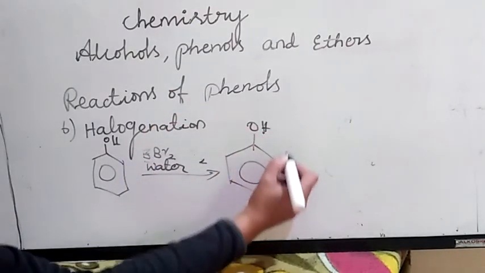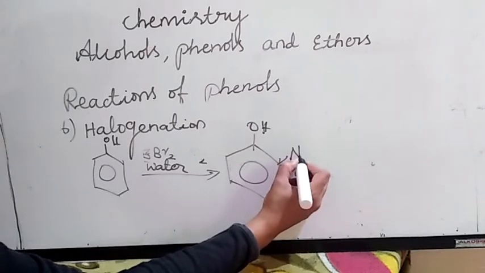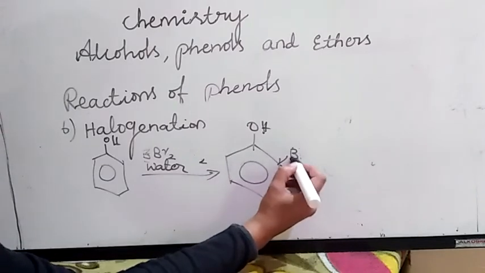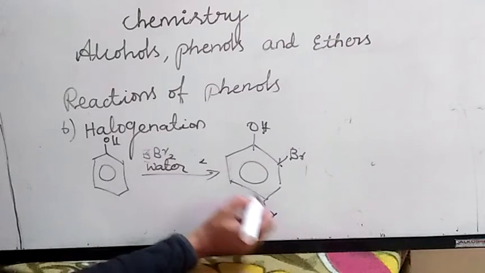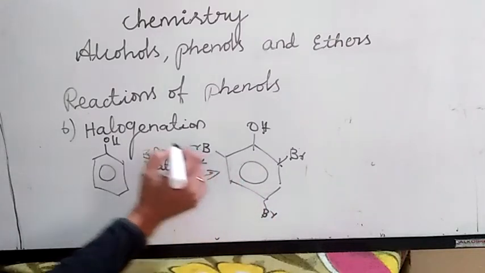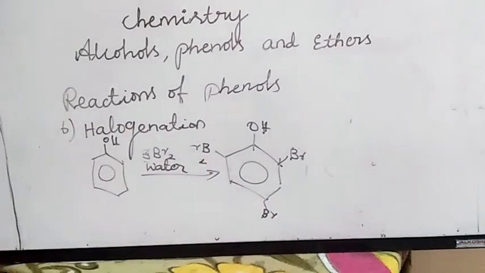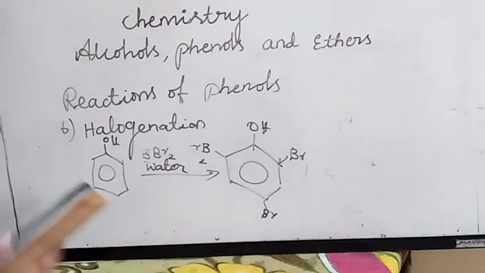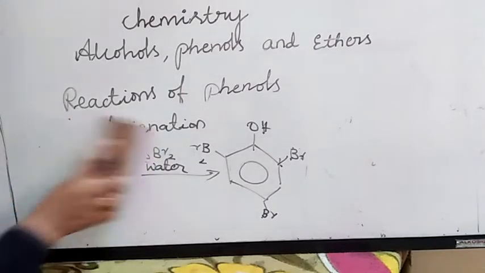Same 2,4,6 tribromophenol. Sorry, not 2,4,6 tribromophenol. 2,4,6 tribromophenol will form when phenol is treated with Br2 in water. This is halogenation. Number C is Kolbe reaction.